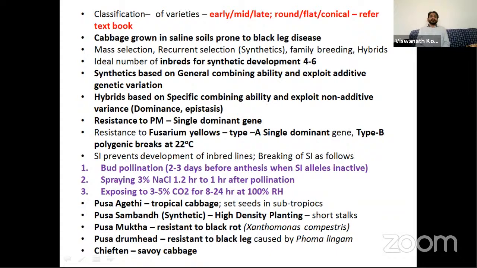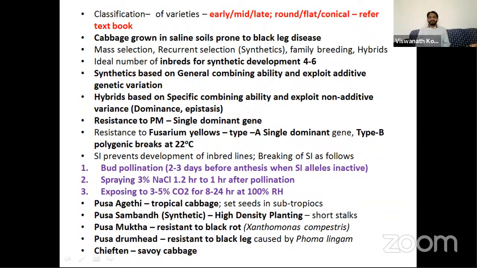The breeding methods followed in cabbage were mass selection, recurrent selection, family breeding. Family breeding is especially followed in whole crops. It is similar to line breeding, but the selection goes for more than one generation. The family breeding is generally followed in whole crops.